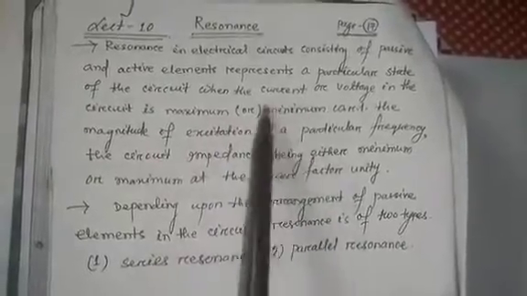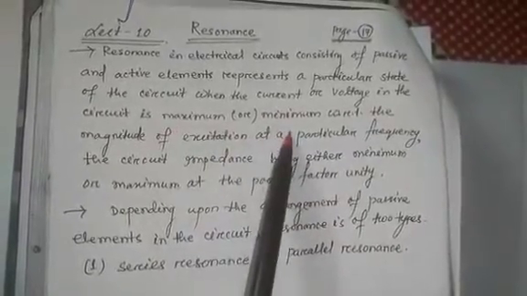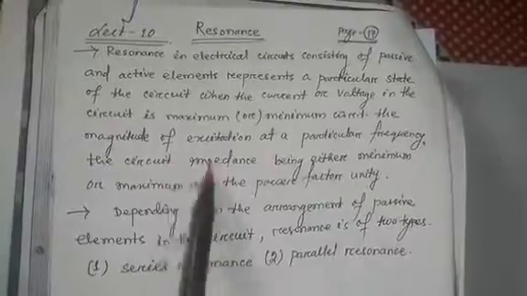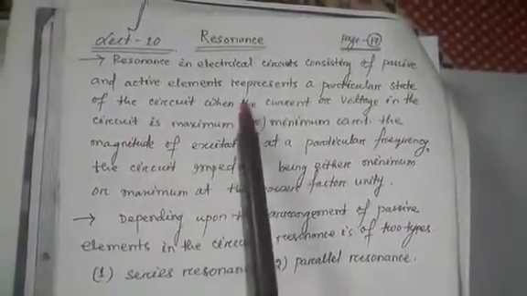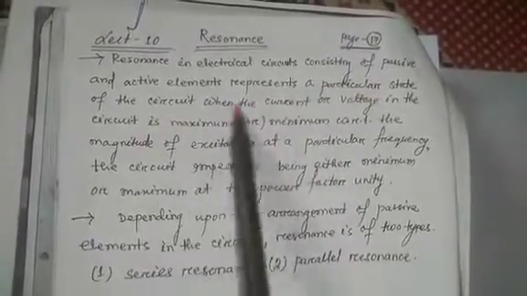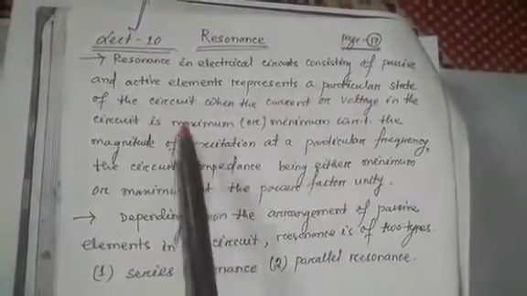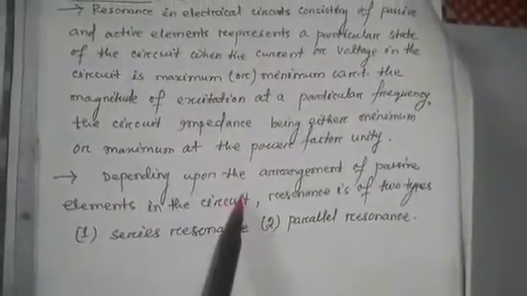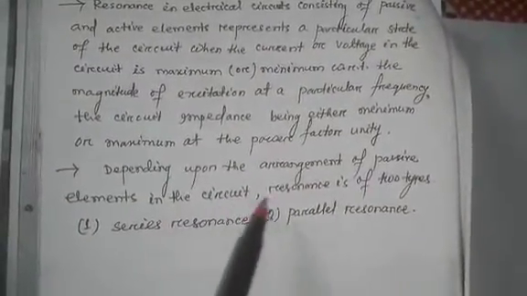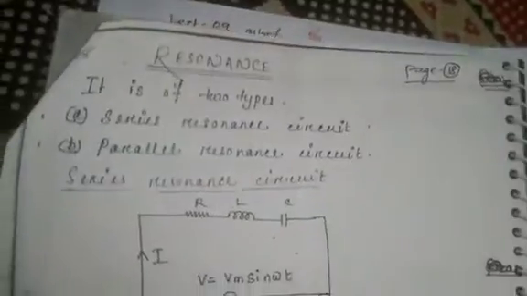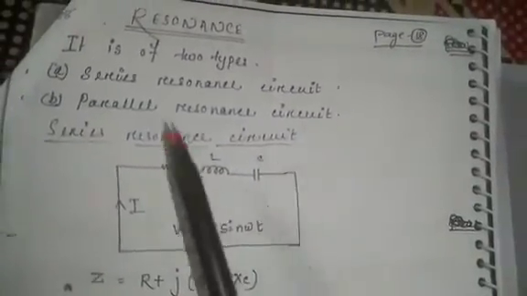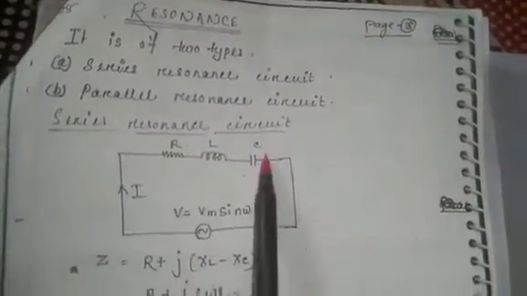If you see here, either current or voltage is maximum or minimum, and at that time the impedance is maximum or minimum. This is the particular state of the circuit that is called resonance. Depending upon the arrangement of passive elements in the circuit, resonance is of two types: series resonance and parallel resonance. First we discuss the series resonance circuit.